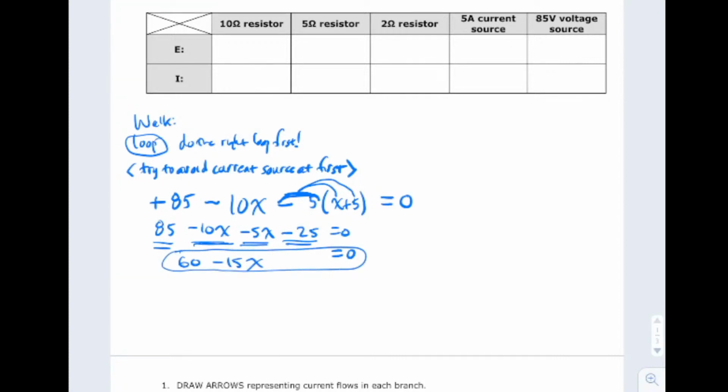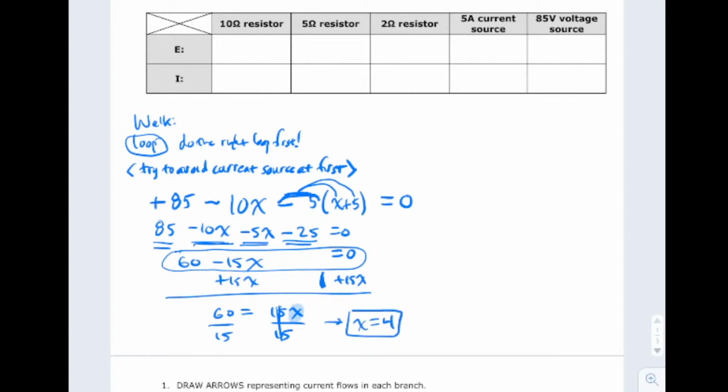I can add 15x to both sides. Remember, keep your sides separate. And that'll give me a 60 over here and a 15x over here. And the last thing you do is you divide both sides. And remember, you look at the x. Here's the x. So what I have to do is I have to put a 15 on the bottom of both sides. Cancel off the 15. I've got x equals 60 divided by 15 is 4.